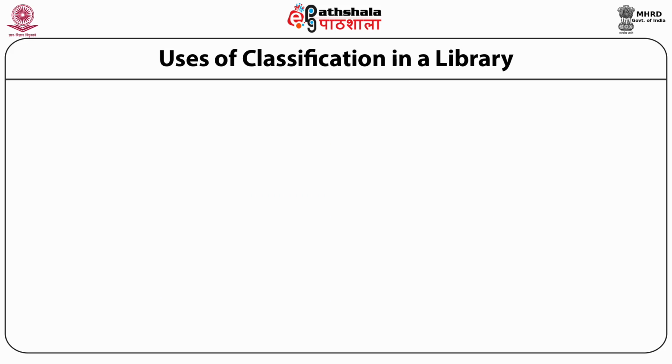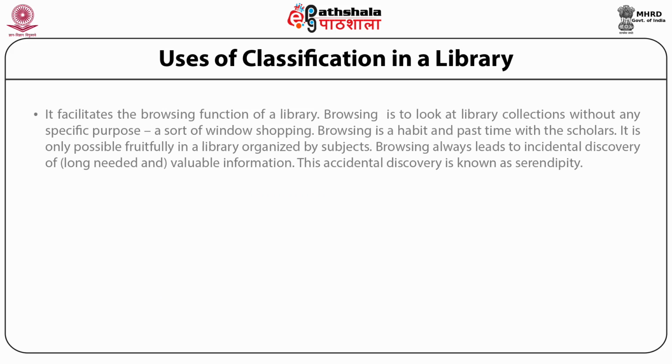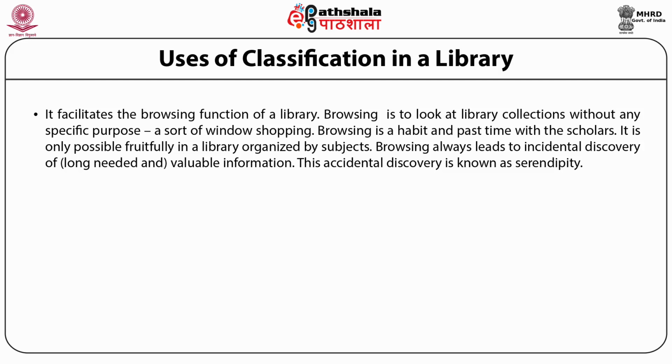Continuing with the uses of classification, one better use of classification is that it facilitates browsing by the scholars. One of the great functions of library classification is browsing. Browsing helps to look at the books without any certain purpose. By browsing at the shelves, the scholars discover many new findings, new books which they had not earlier known. So it is admitted that every library should allow browsing of books by the scholars and other users. Browsing is to look at library collections without any specific purpose, a sort of window shopping. Browsing is a habit and pastime with the scholars.